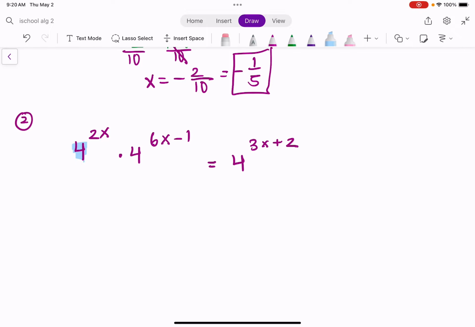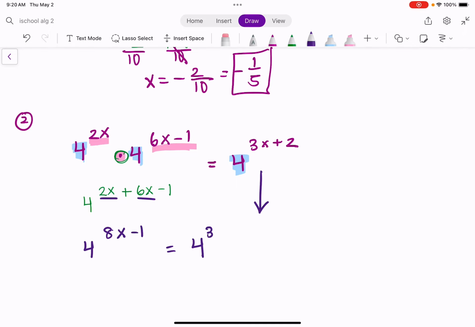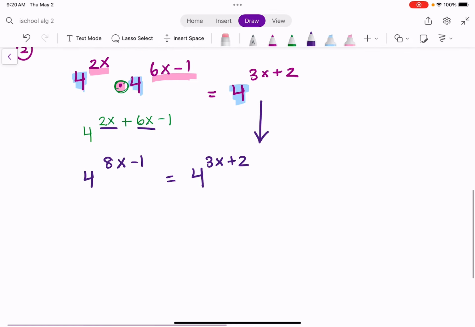So again, all of these have the same base, but I can actually combine these exponents, because they're being multiplied. I know that when two things are being multiplied, we add the exponents. So I can actually rewrite this as 4 to the power of 2x plus 6x minus 1, because again, since we're multiplying, we add the exponents. And I can simplify this further. I can combine these now, to 4 to the power of 8x minus 1 equals, now I'm just going to bring this side down, 3x plus 2.